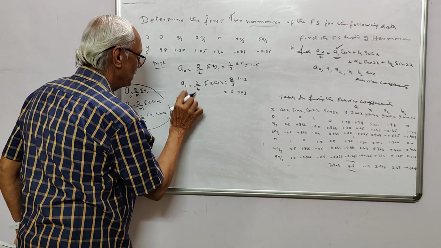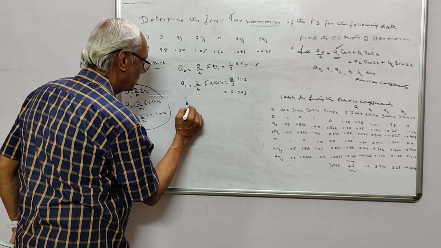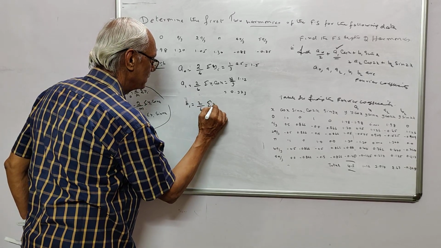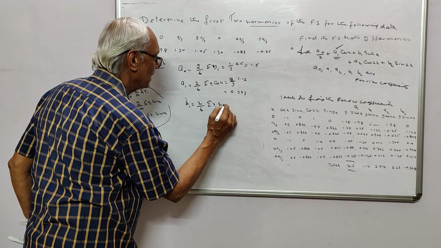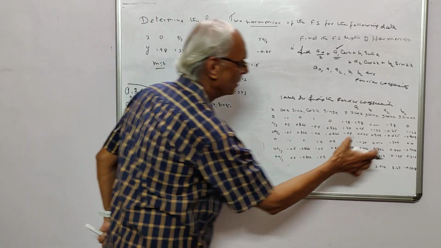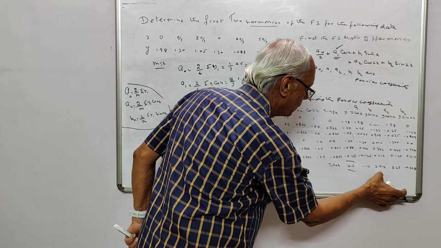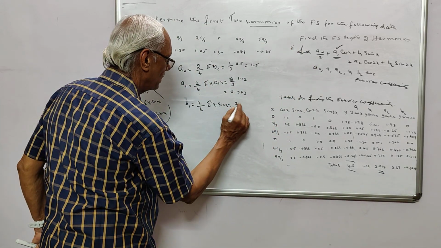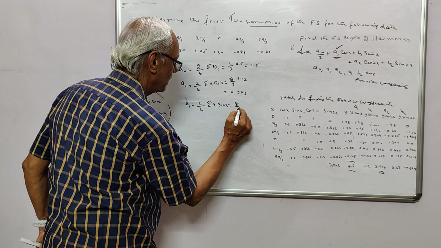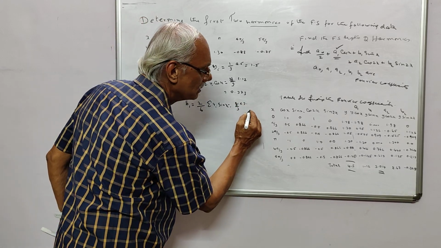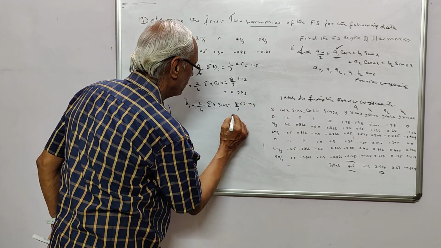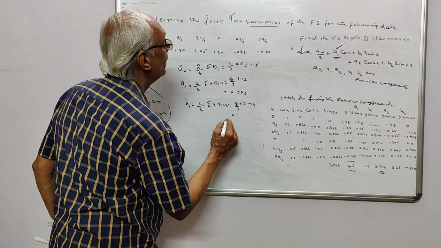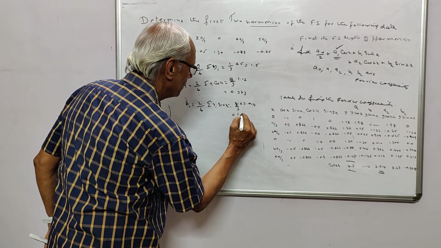Then what is your B1 now? B1 is 2 by 6 into sigma yi sin x. So this is your B1. Add up, 3.014. So 3.014 means, 1 by 3 of that, this is 1.005.